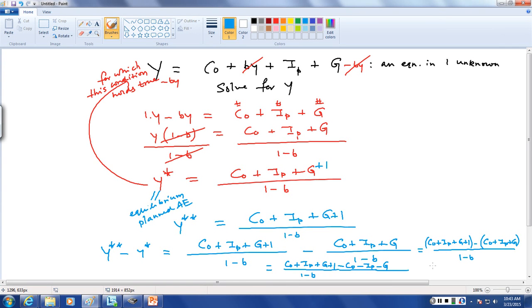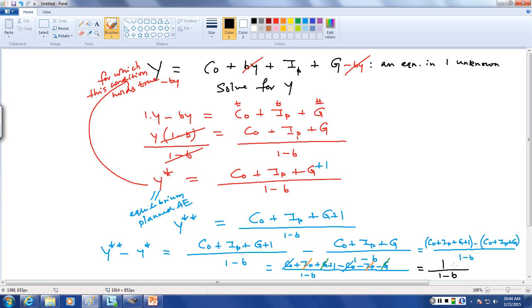Now let's do some cancelling. Plus C0 here, minus C0 there. Plus IP here, minus IP there. Plus G here, minus G there. So what are we left with in the end? Let me tell you. What am I left with in the end? 1 divided by 1 minus B. Does that look familiar to you?